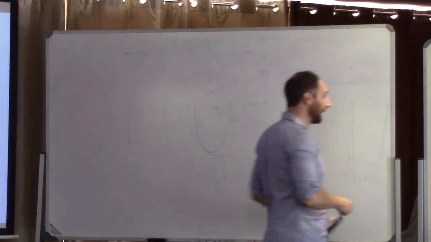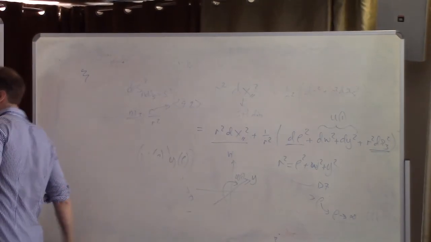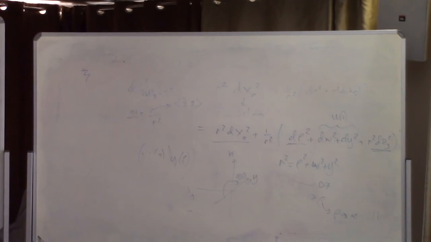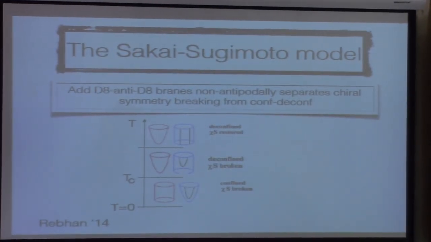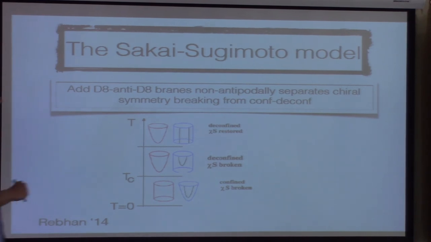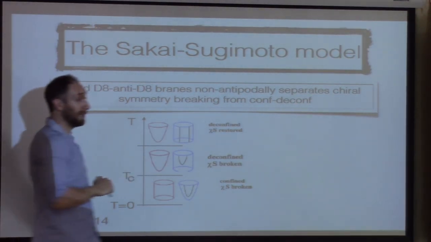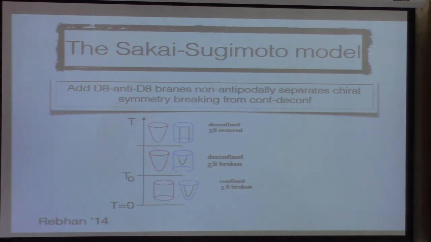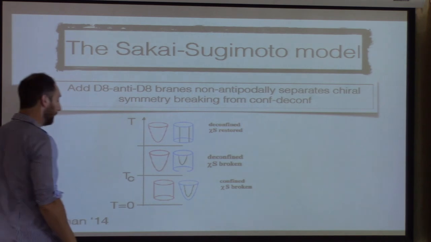There's another way of doing this, which is that we can put the D-branes non-antipodally. In fact, that's exactly the picture here. If we put them non-antipodally, it turns out that there's actually still a zero bare quark mass, but it corresponds to turning on a finite constituent quark mass. Now there's three possibilities. They're no longer antipodal.